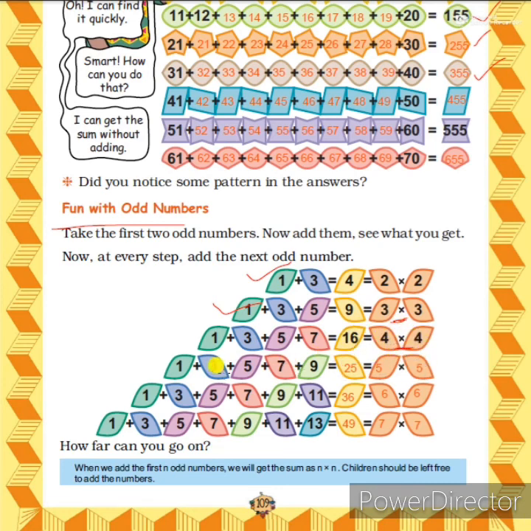Now see, this same pattern we have to follow in the fourth line. In the fourth line we have to take 5 consecutive odd numbers: 1, 3, 5, 7, 9. The total of these numbers is 25. 25 is the multiple of 5 5s. 5 5s are 25.